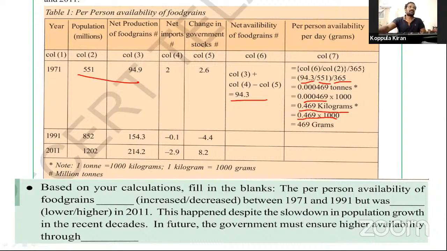In the same way we'll discuss 1991 and 2011. See this paragraph. Based on your calculation, fill in the blanks. The per person availability of food grains has increased or decreased between 1971 and 1991, but while dash is lower. Okay, let us discuss this one in the next slide.